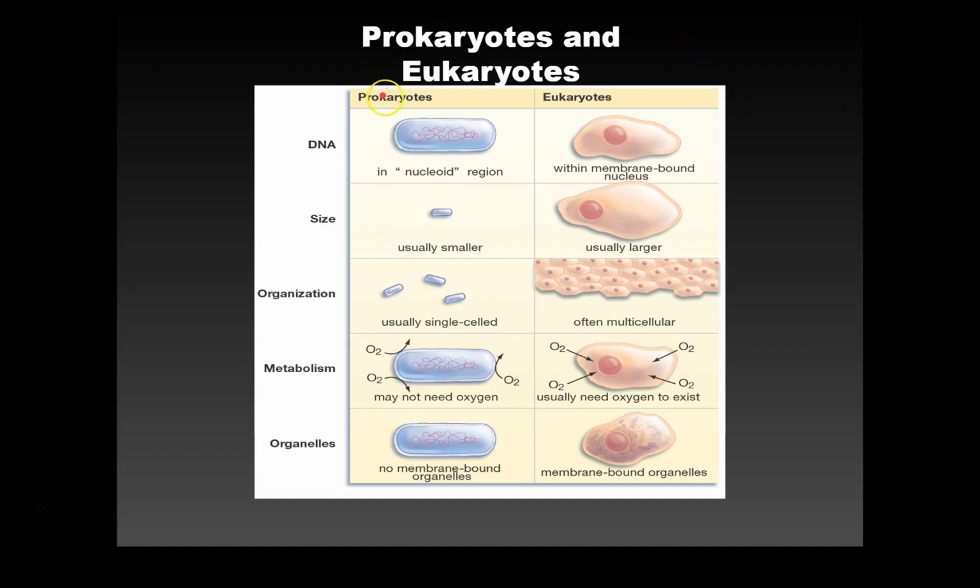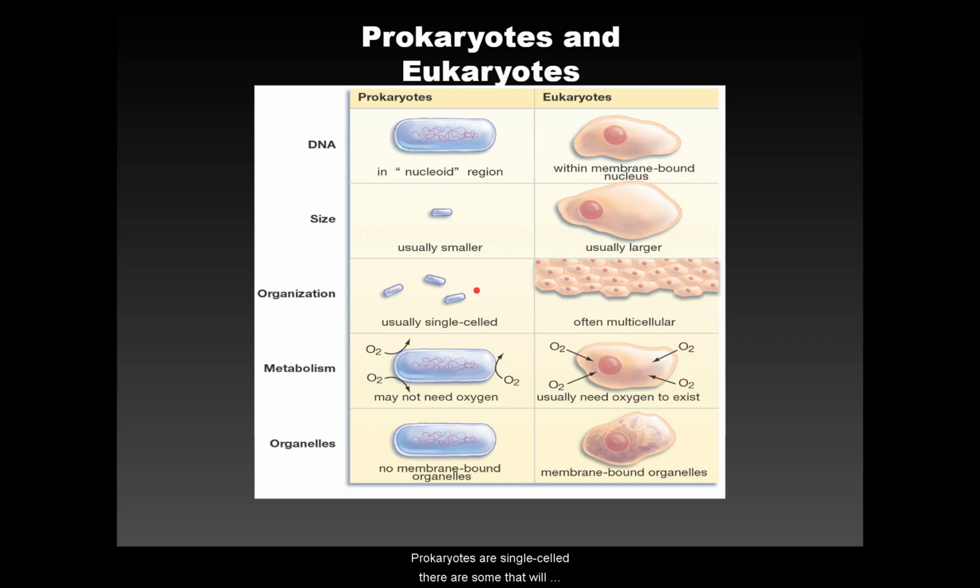So this is just a table sort of summarizing some of those things. In prokaryotes, there's this center nucleoid region, but the DNA is just kind of floating around inside the middle. And in the eukaryotes, the DNA is within this membrane-bound nucleus. Prokaryotes have a tendency to be smaller, and eukaryotes have a tendency to be larger than prokaryotes. This is not always true. There are prokaryotes that are larger than some eukaryotes, but generally this is the case, that prokaryotes typically are smaller.